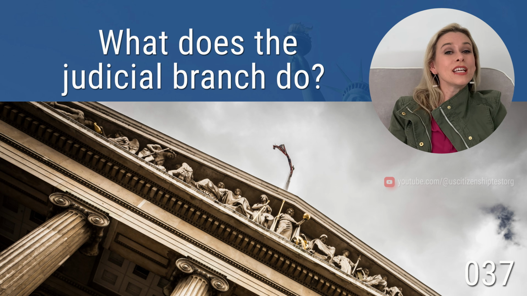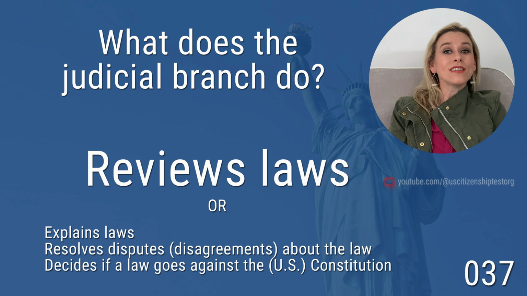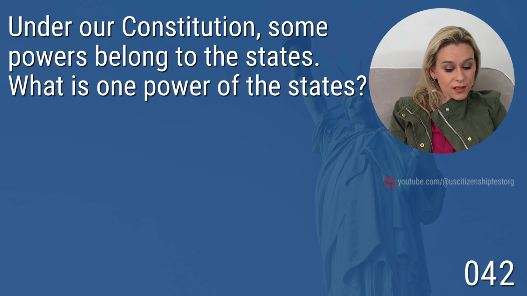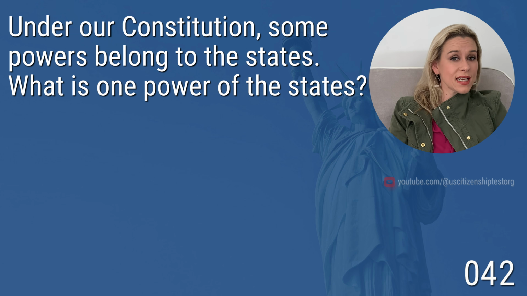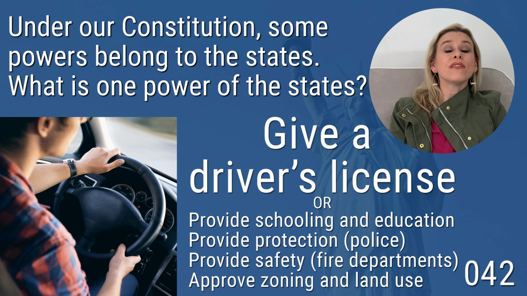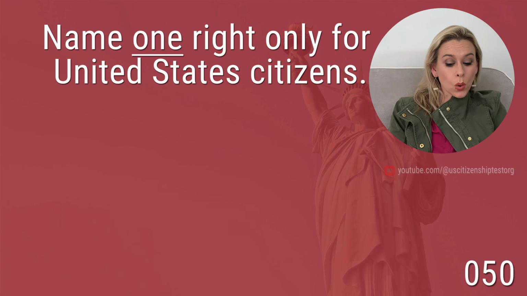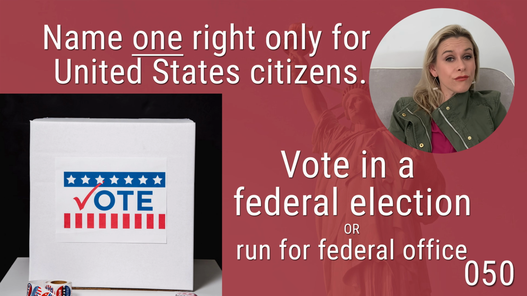What does the judicial branch do? Reviews laws. Under our Constitution, some powers belong to the states. What is one power of the states? To give a driver's license. Name one right only for United States citizens. Vote in a federal election.